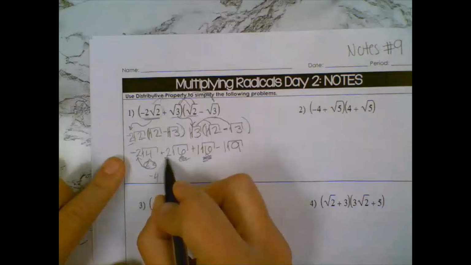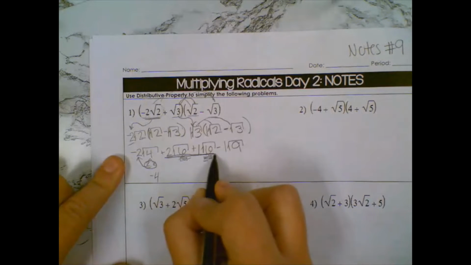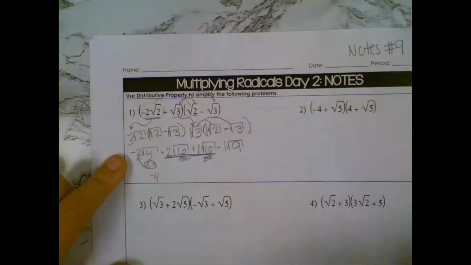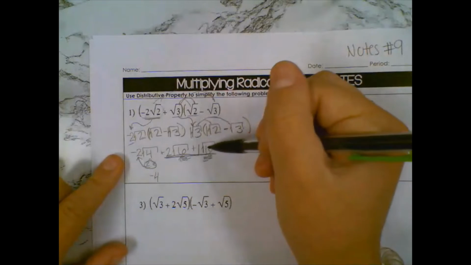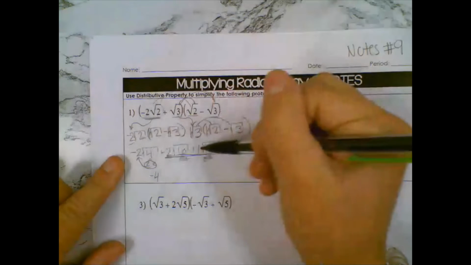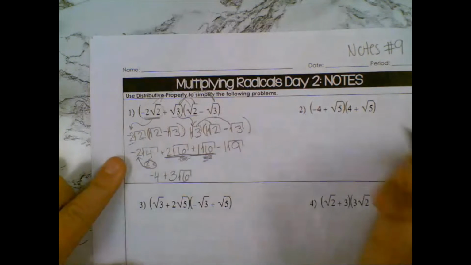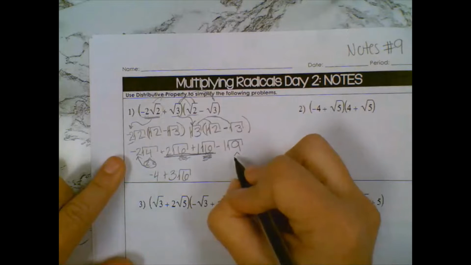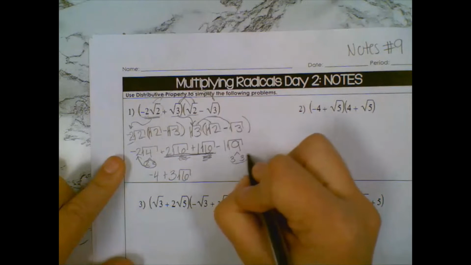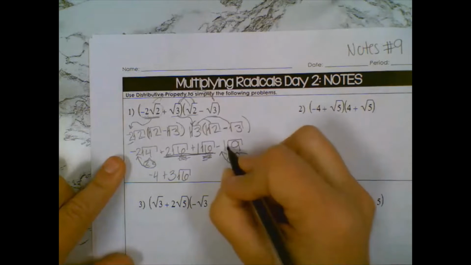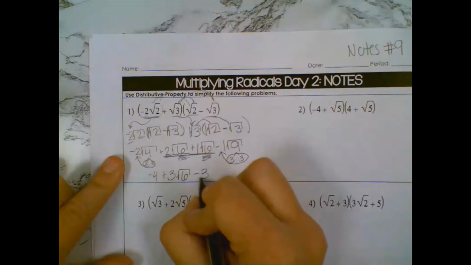These don't simplify, but one thing we can notice is that these are actually like terms. So what I can do is combine them. Remember, combining like terms, you just add the coefficients. So I have +3 root 6. And then root 9, I look to simplify. This breaks into 3 and 3. This is a perfect square. 3 times -1 is -3.